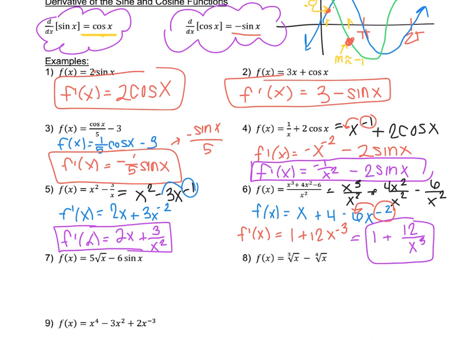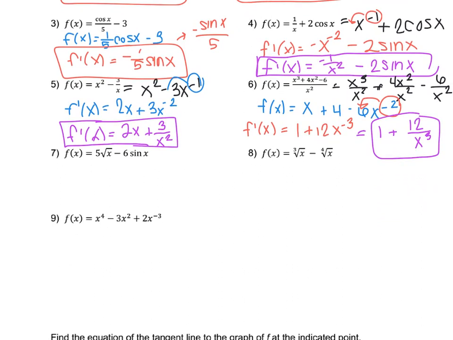Okay, just a couple more examples here with sine and cosine, and then we'll move on to another type of problem. So in number 7, we've got 5 root x minus 6 sine of x. Remember, we can differentiate negative 6 sine of x because we know the derivative of sine is cosine, but this is not written as x to a power, so the first thing we need to do is just rewrite that. So when we rewrite this function, it would be 5, instead of the square root of x, x to the 1/2 minus 6 sine of x. And now I can use power rule.